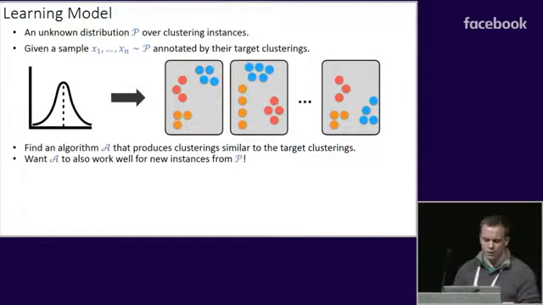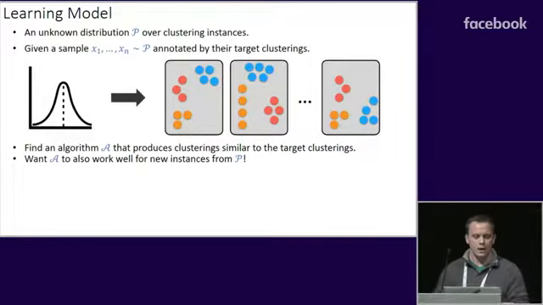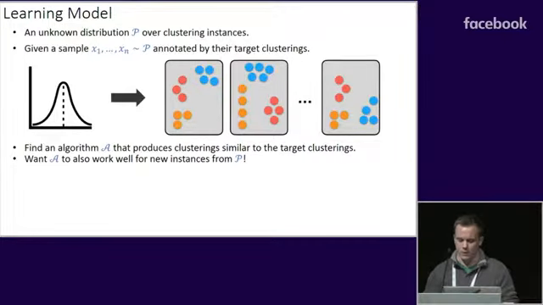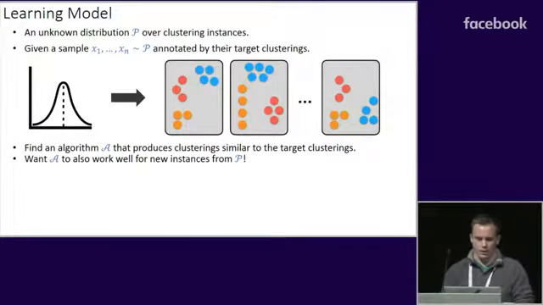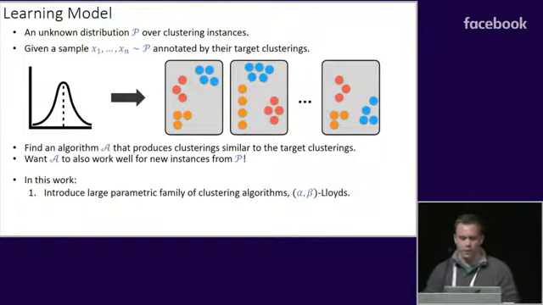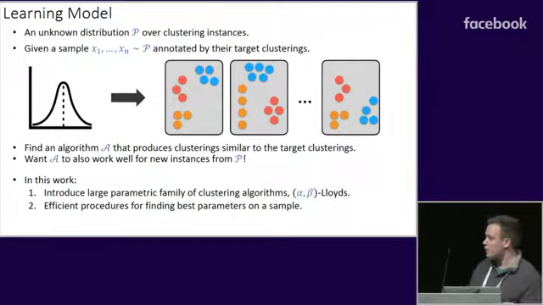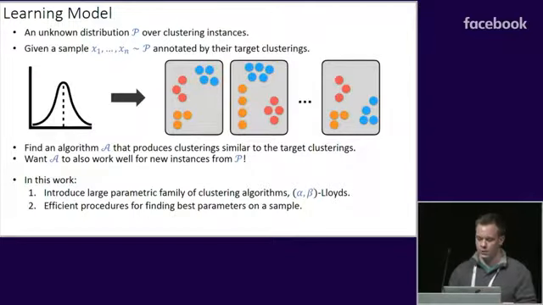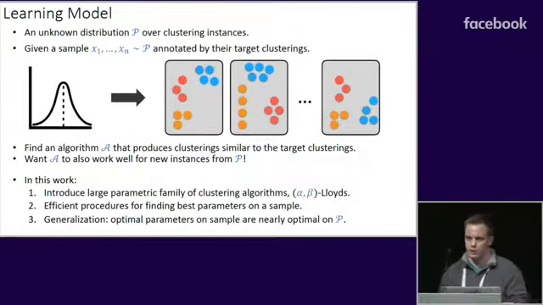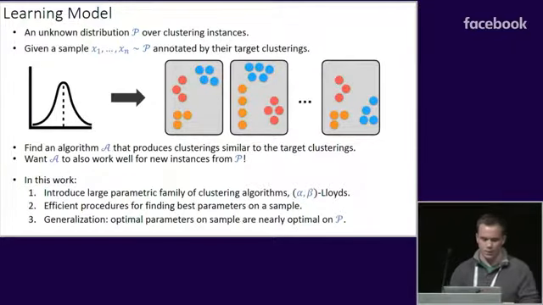And of course, a crucial property that the algorithm should also have is that it should work well on new instances drawn from the same distribution. So the basic approach that we take in this paper is to introduce a large parametric family of clustering algorithms that includes popular algorithms as special cases, and then to give efficient procedures for finding the best parameters for this family on a given sample of clustering instances. And finally, to prove generalization guarantees that show that the optimal parameters on a sample will continue to be approximately optimal for the underlying distribution.